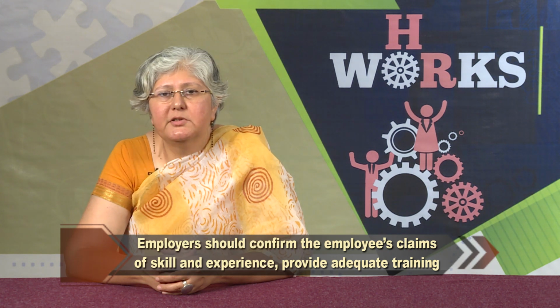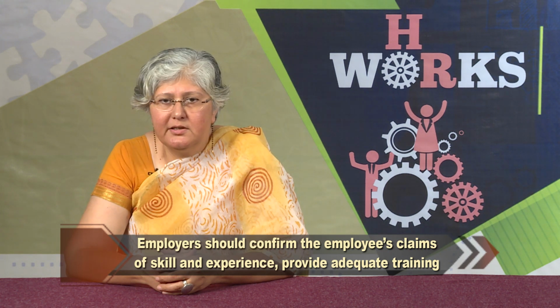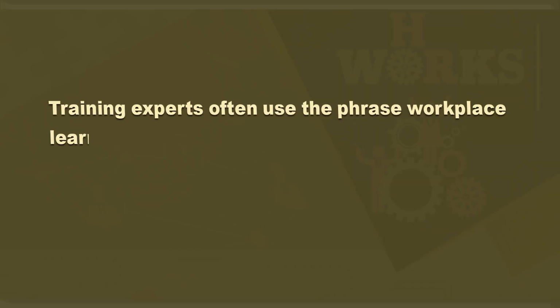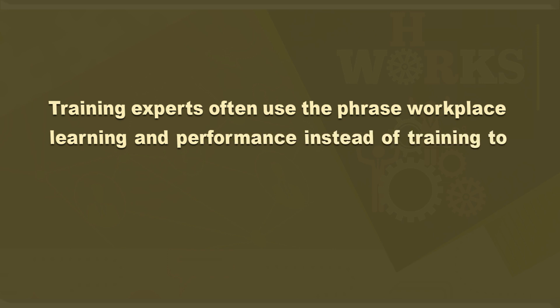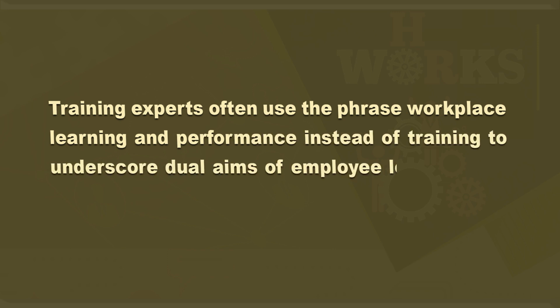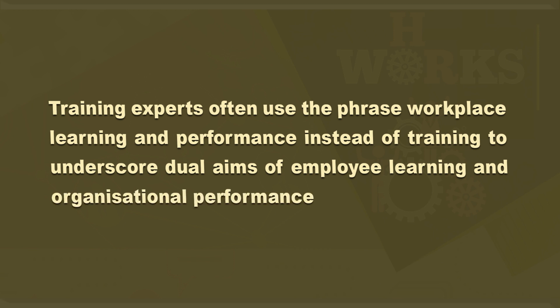Employers should confirm the employee's claims of skills and experience, provide adequate training, particularly where employees use dangerous equipment, and evaluate the training to ensure that the risks are being managed. One survey found that establishing a linkage between learning and organizational performance was the number one pressing issue facing training professionals. Training experts often use the phrase workplace learning and performance instead of training to underscore the dual aims of employee learning and organizational performance.